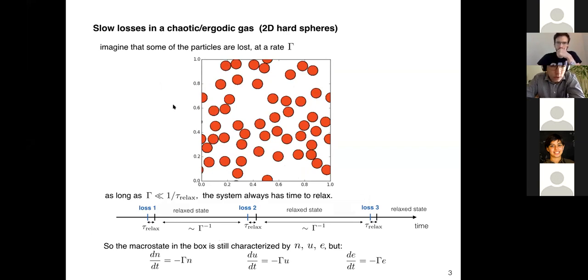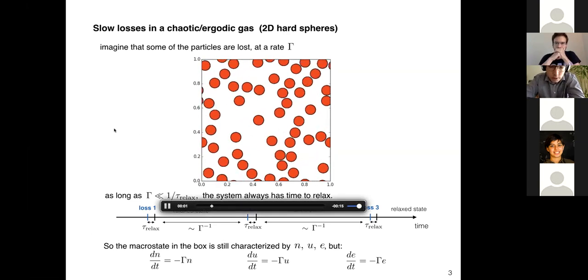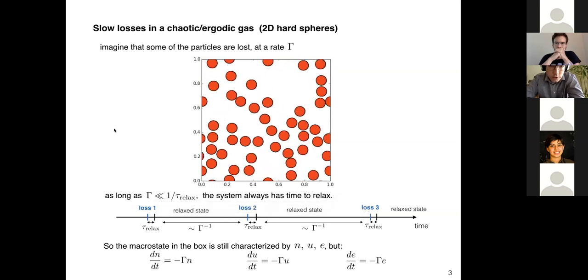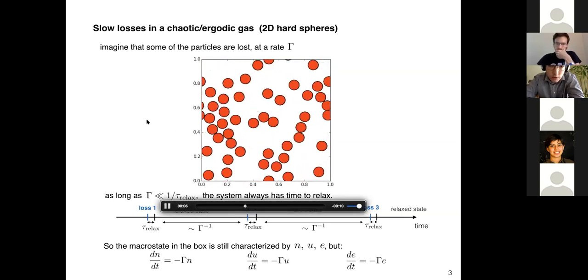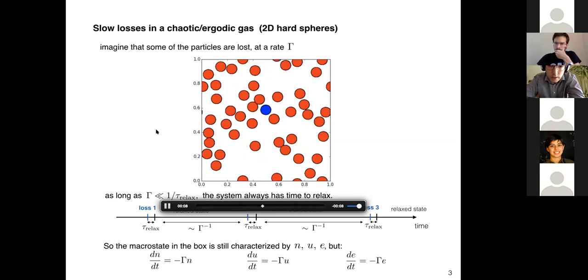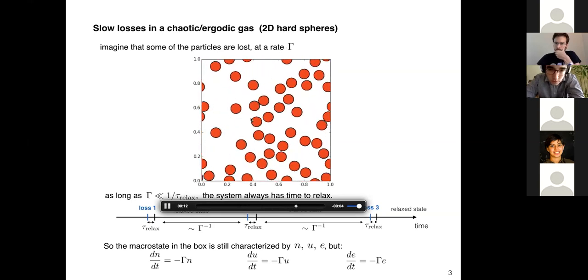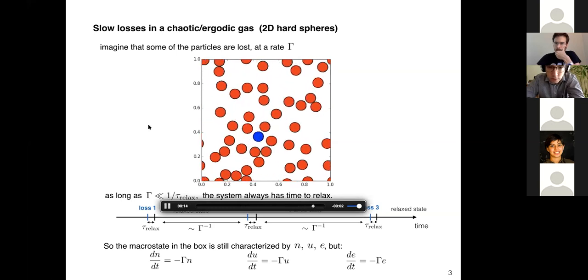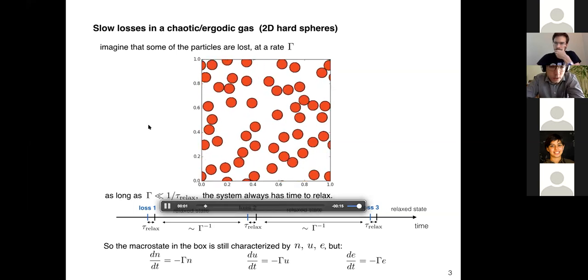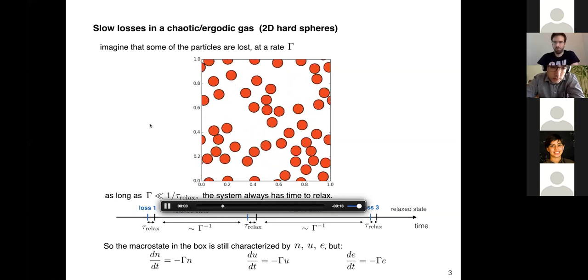In this talk, we are going to be interested in losses. So that means that we have the same system. We imagine we have, again, two-dimensional hard spheres. But now some of the spheres can just disappear from the system at some rate gamma. You see that some of the spheres get colored in blue, and shortly after, they just escape the system. So this is what we are interested in describing.